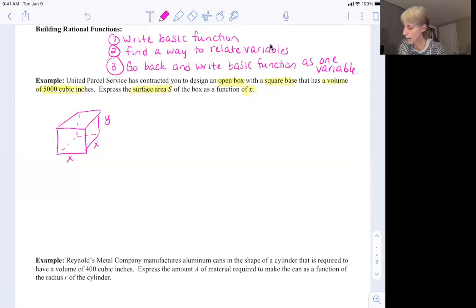Now I'm going to write my surface area formula. And I also want to remind you, when you're writing a surface area formula for this particular situation, we want to remember to go back. This is an open box. So I'm going to need the surface area of just the bottom. That's x squared. And then I need the surface area of each side. So length times width, xy, xy, xy, xy, 4xy.